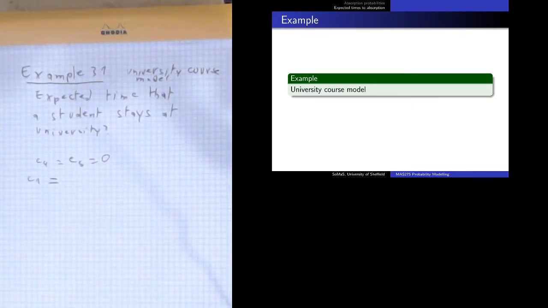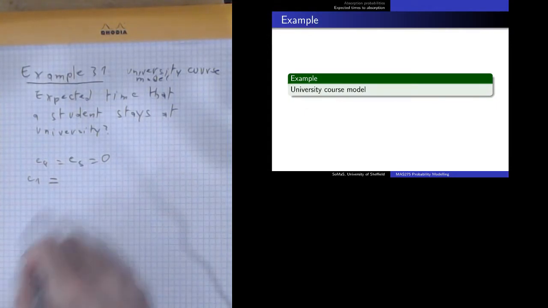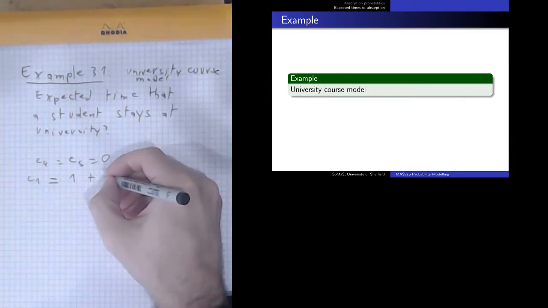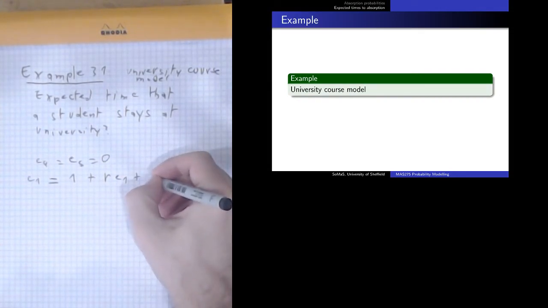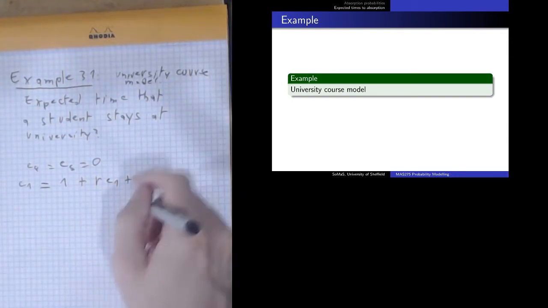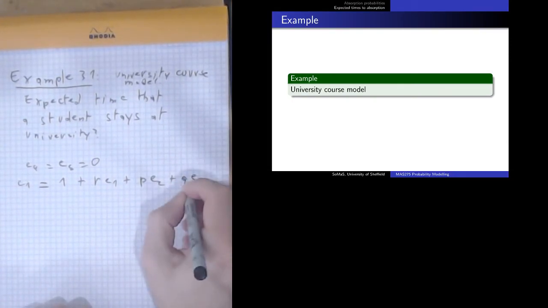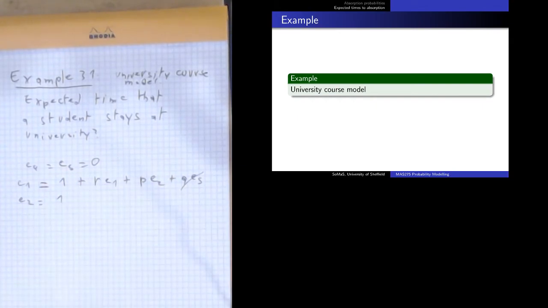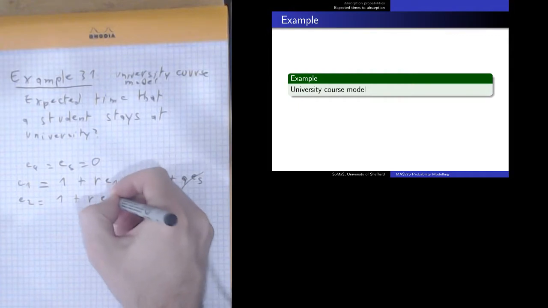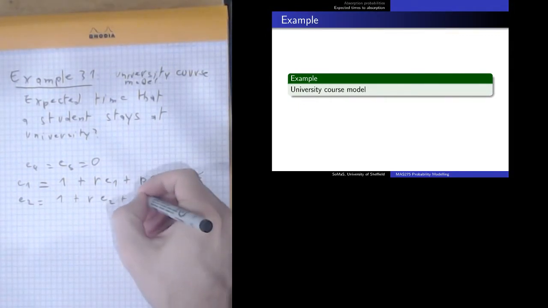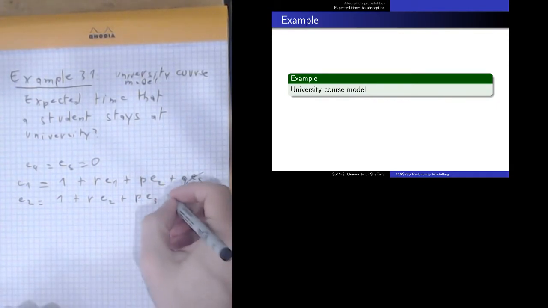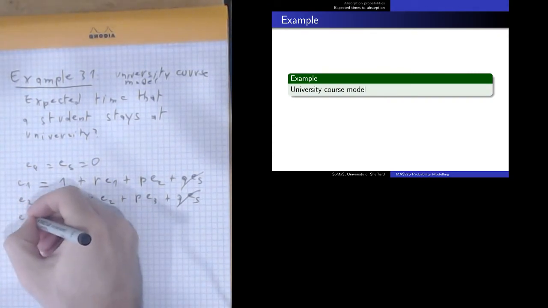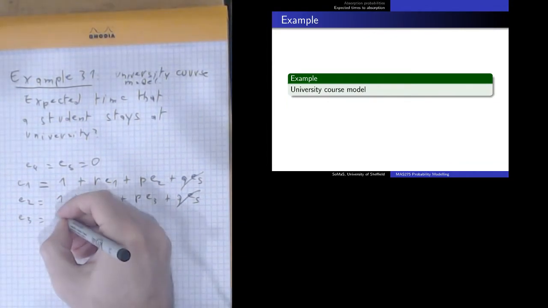So E1. You're a first year student. You're going to spend your first year, whatever happens. So there's a 1 plus, well, either you're repeating, so R E1, or you're passing, P E2, or you're quitting, Q E5, and as we've said, E5 is 0. If you're a second year student, well, you're going to spend your second year, so there's a 1, plus you may repeat it, in which case it's going to be E2 again, or you may pass, in which case you're going to have E3, or you may give up, which is again 0.